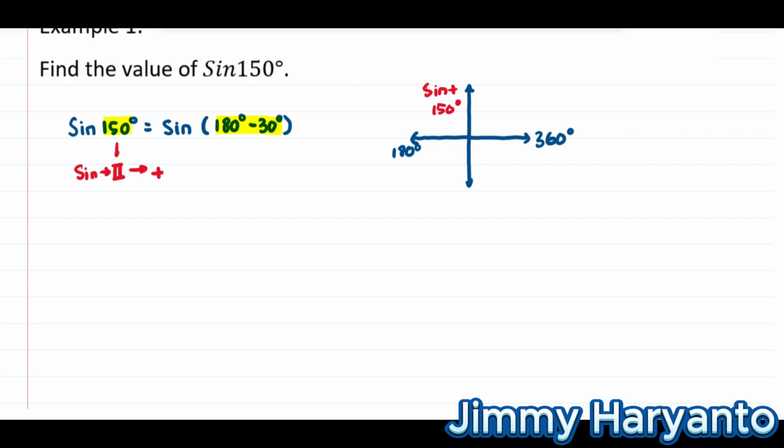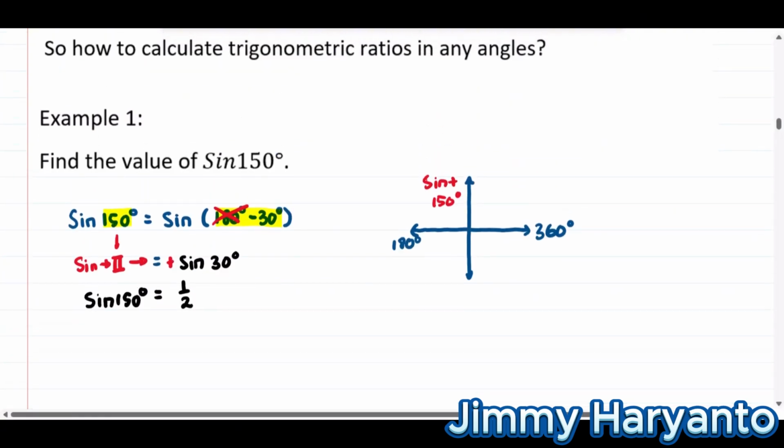So this one will be positive, and then after that you can ignore the benchmark, and then you will write sine 30, and the value of sine 30 in your table is half. So I can say that sine 150 degrees equals positive half, because it's in the second quadrant. There you go. That is how you calculate the value of trigonometric ratios in any angles, related to the special angles.